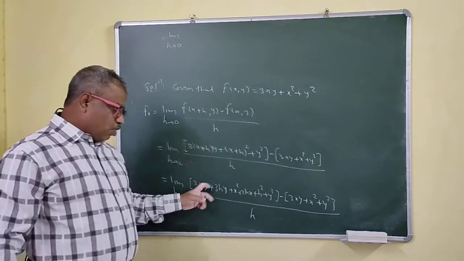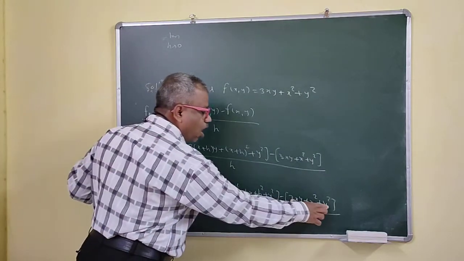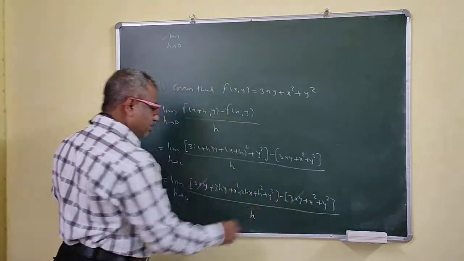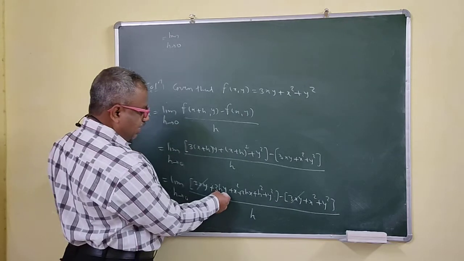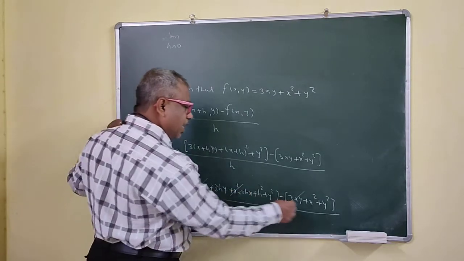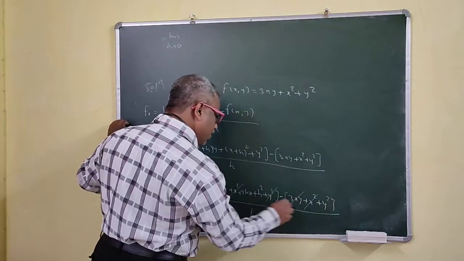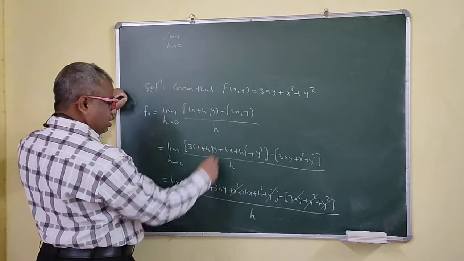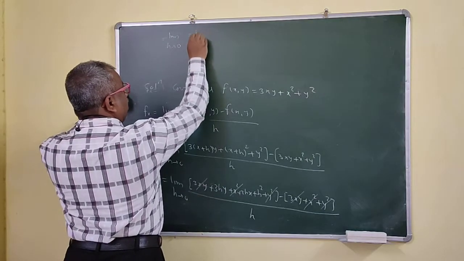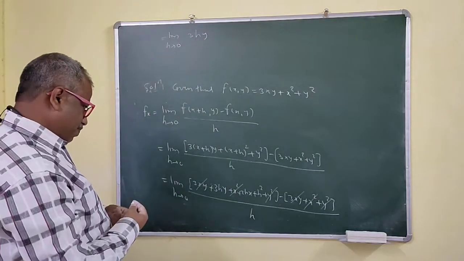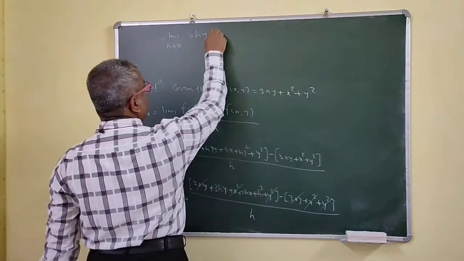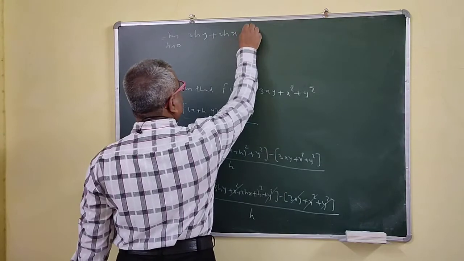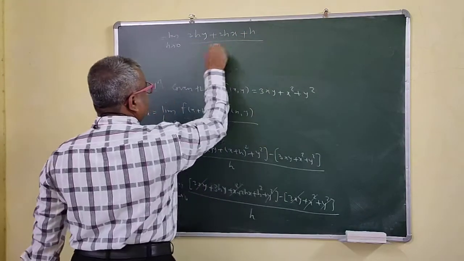So the terms not containing h should get cancelled. Now all these terms should get cancelled. So 3xy here gets cancelled. Now x square gets cancelled. Here y square gets cancelled. Now see the remaining terms: 3hy plus twice hx plus h square, upon h.